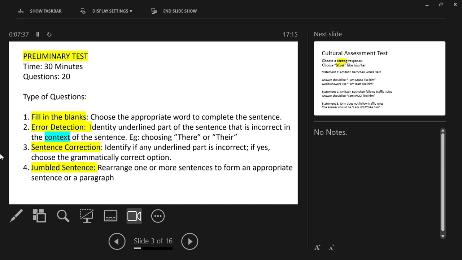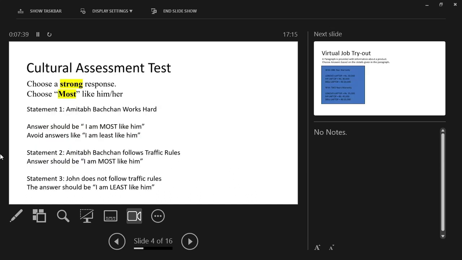Okay, so let's say you pass this test, you go to the cultural assessment test. The cultural assessment test is not based on any language. It is not based on the English language. It is not testing your language, but it is testing the cultural fitment of a candidate, whether a person would be fit for Amazon's culture.